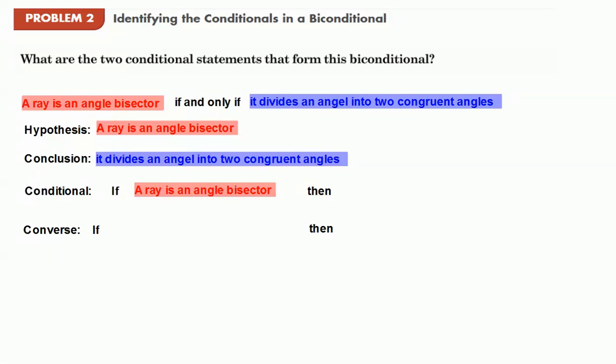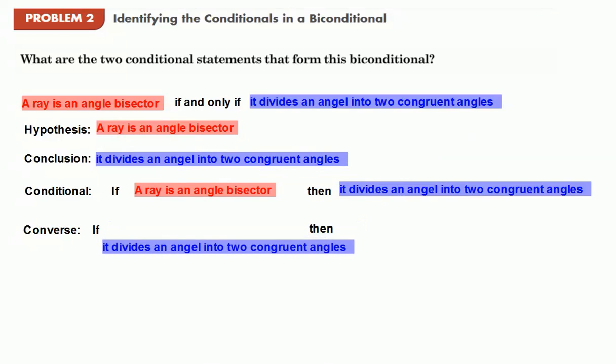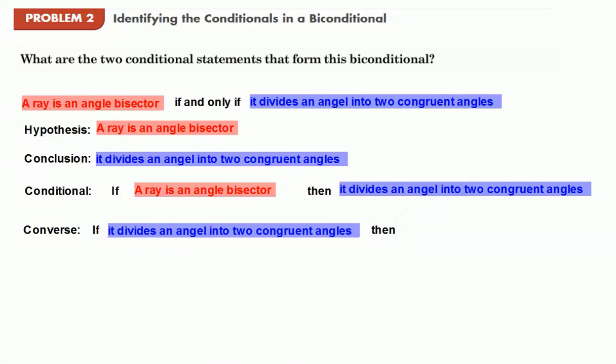The conclusion then goes after the then, so we're going to take our biconditional, take that as our conclusion, put it after the then. The converse means we're going to switch. So we're going to take our statement, if it divides an angle into two congruent angles, so we take our conclusion and put it first for the converse. Then we take our hypothesis and move it to the back. Then a ray is angle bisector.